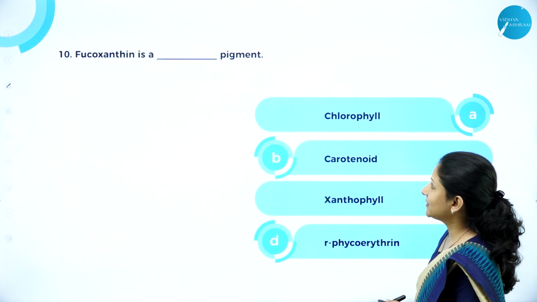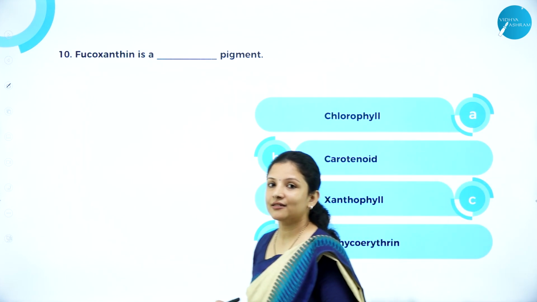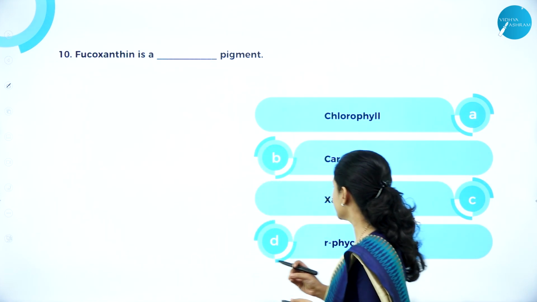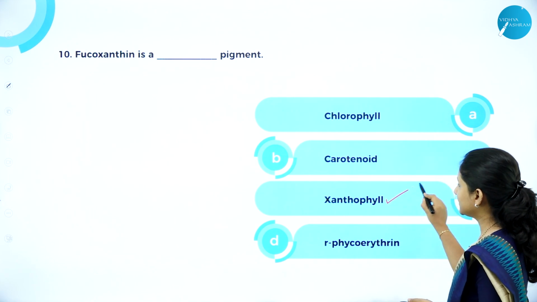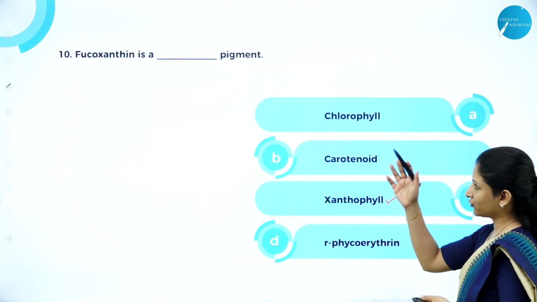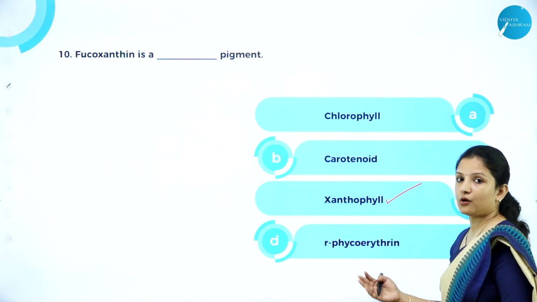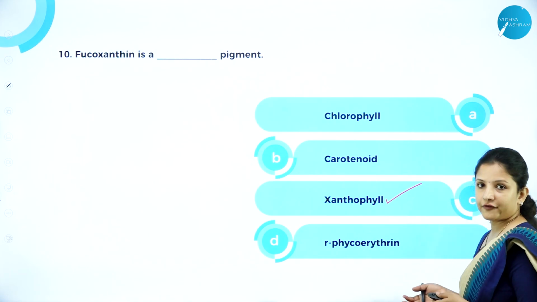Next, fucoxanthin is a dash pigment. Fucoxanthin is a kind of xanthophyll pigment. So, therefore the right answer here is xanthophyll. It is this fucoxanthin that gives the different shades of brown to brown algae, that is Phaeophyceae members.